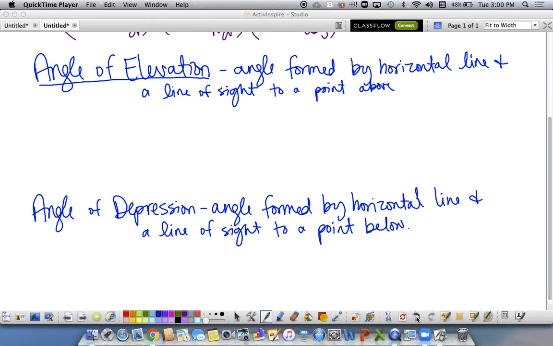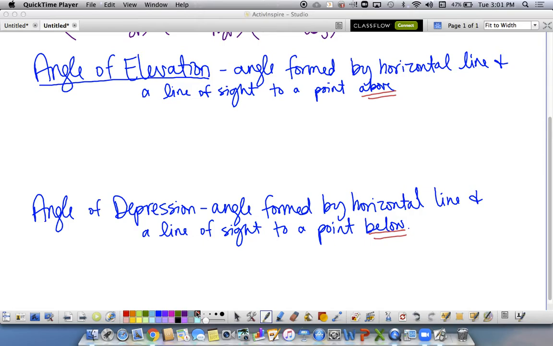So these definitions look very, very similar. What is different? One word. Elevation, you are looking up to a point above you. Depression, you are looking down to a point below you. Okay? How would this work?